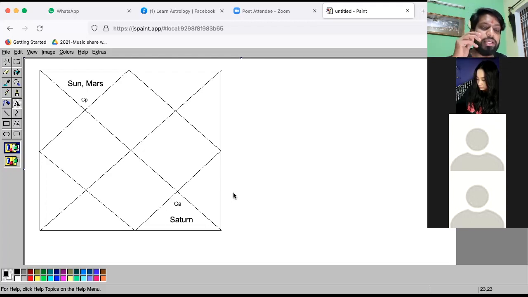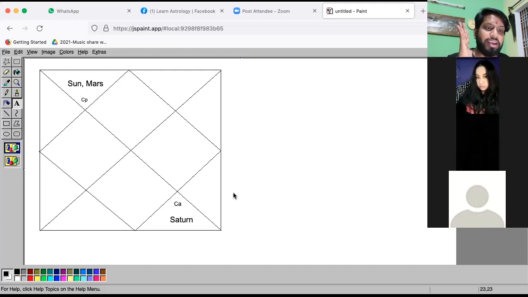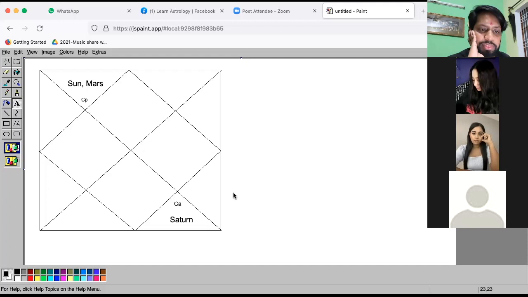If it's a movable sign, he is sitting or resting at a position, but at a very far distance. But if it is a fixed sign, it is somewhere near around your house. And if it is a dual sign, then it is somewhere in between. It is like on the way. He's coming on the dual sign.